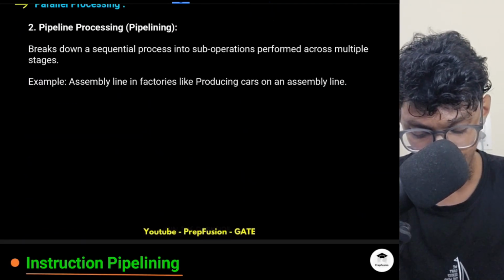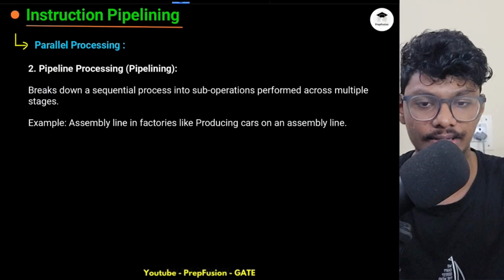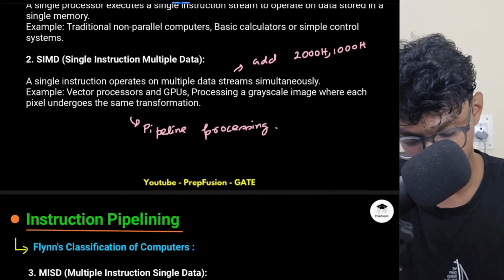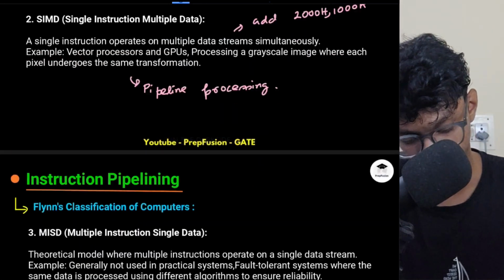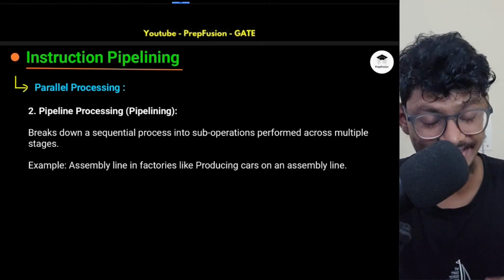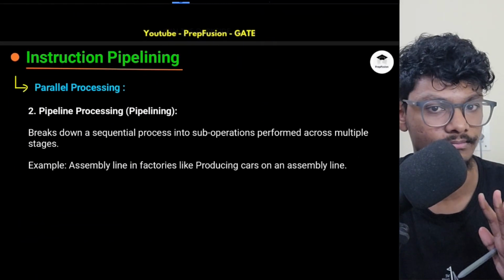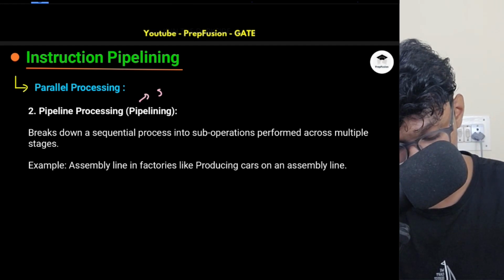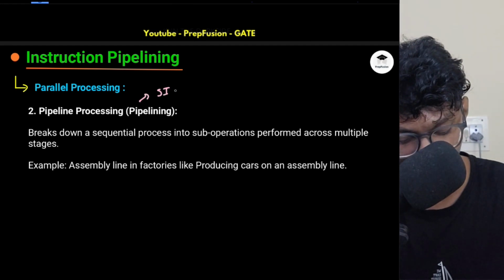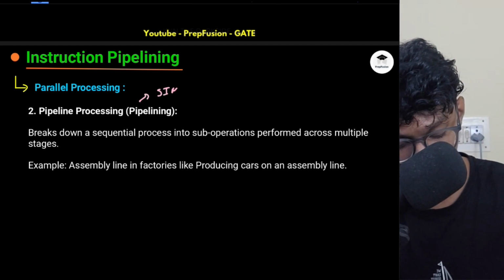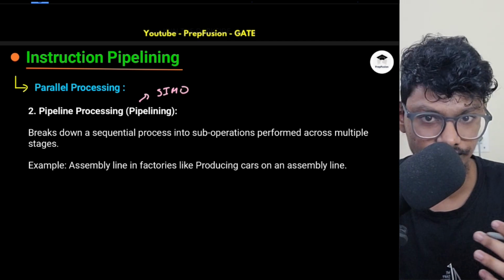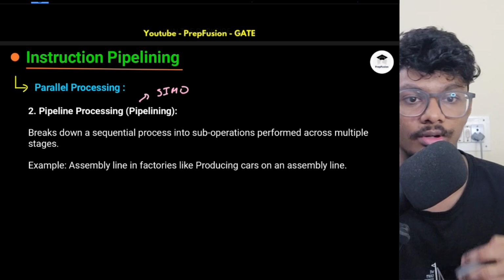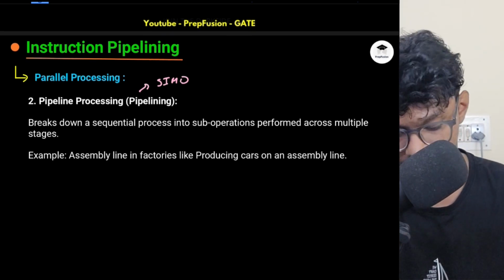What is the other type of parallel processing, known as pipeline processing? This is more like single instruction and multiple data. This pipeline processing is actually not helpful everywhere. We'll understand this. Wherever I have a single instruction and multiple data, where similar instructions are there and I have to do them on multiple data, this pipeline processing will be helpful. We'll understand that slowly.